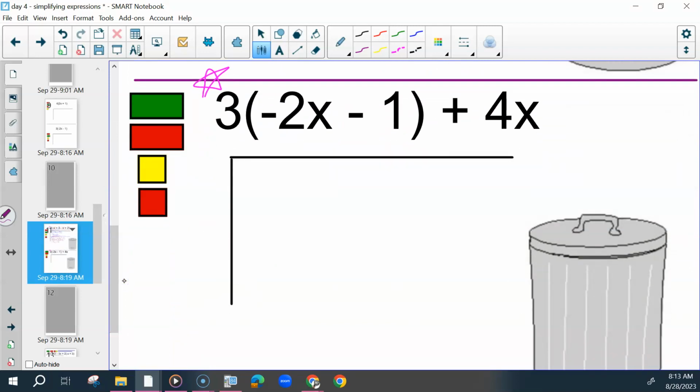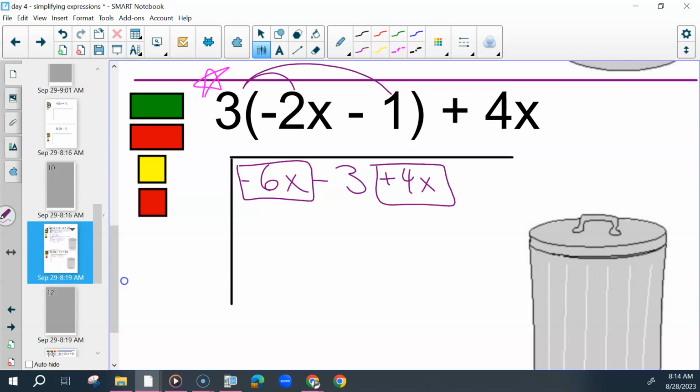So then what would be our first step? 3 times negative 2. So 3 times negative 2 would give us negative 6x. 3 times negative 1, negative 3, or minus 3 in this case. Then we just bring down this plus 4x. What would be our last step? Minus 6x plus 4x. And what would we get? Negative 2x.